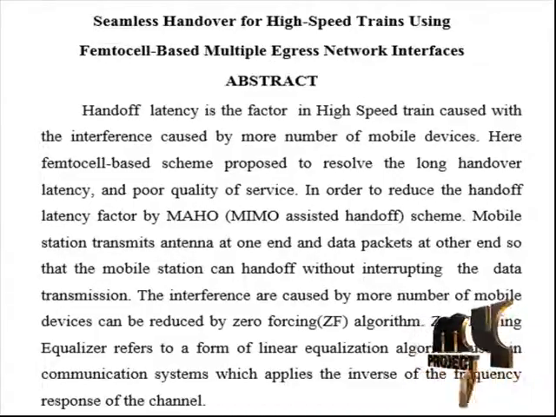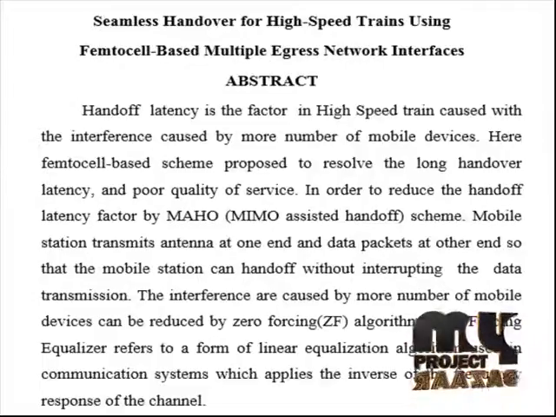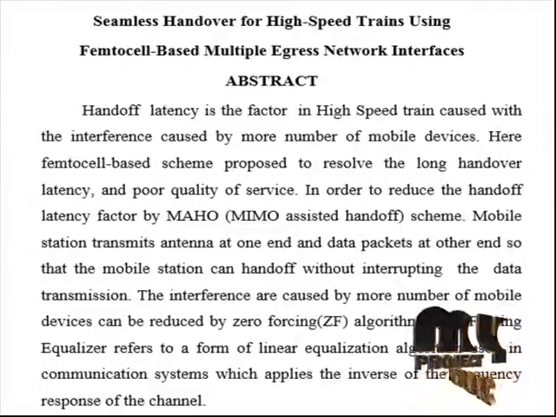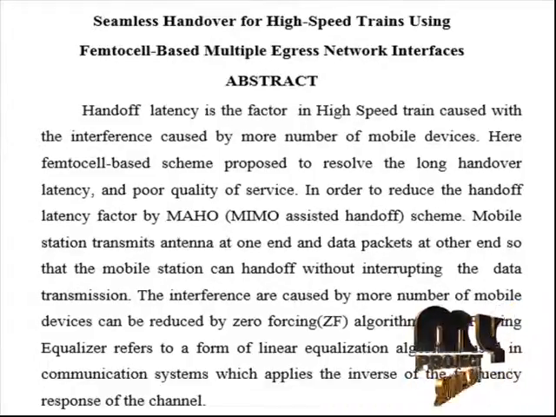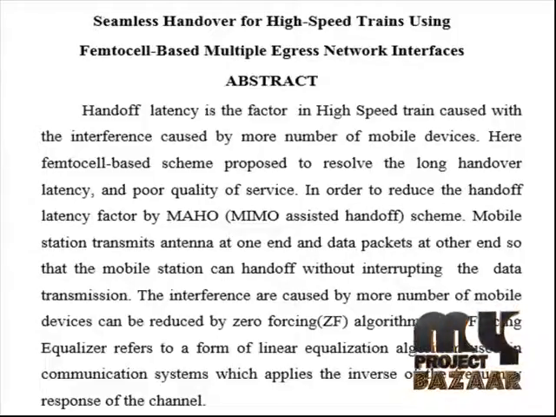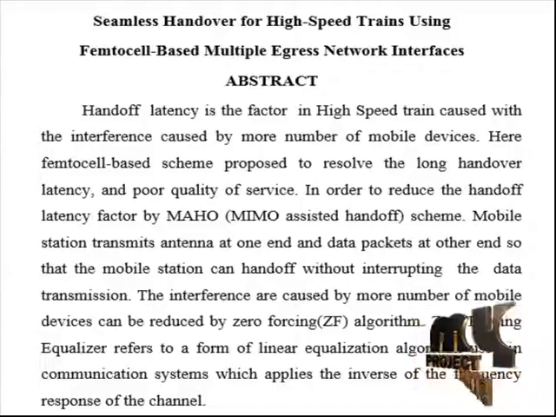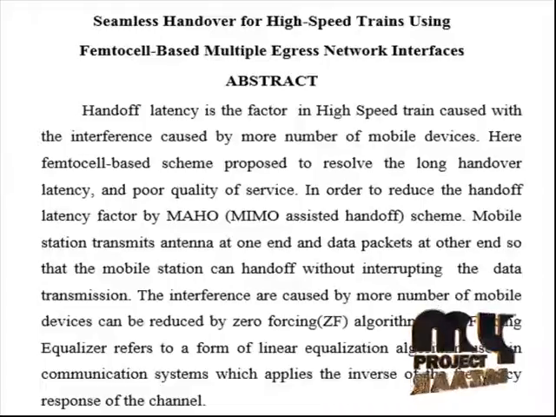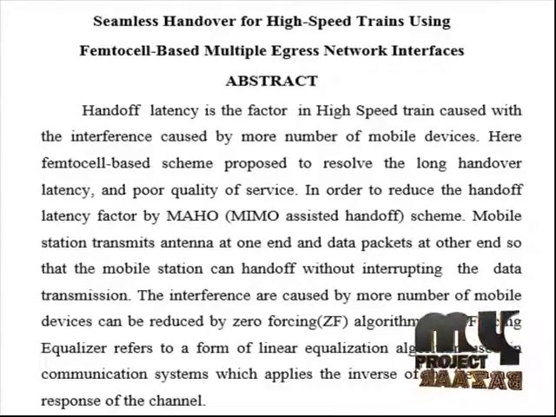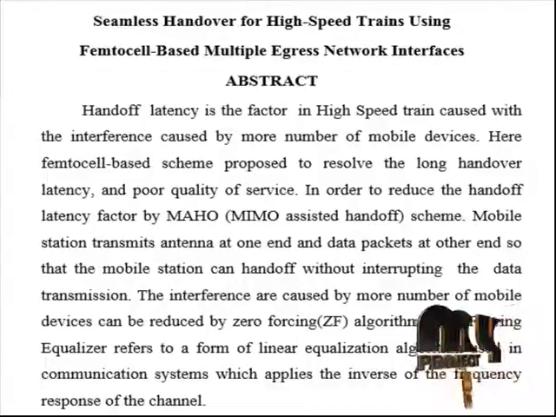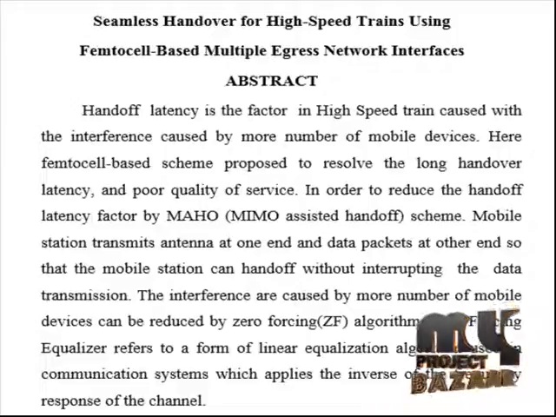Handoff latency is a major factor in high-speed trains, caused by interference from a large number of mobile devices. Here, a femtocell-based scheme is proposed to resolve the long handover latency and poor quality of service, reducing the handoff latency by MAHO, that is the MIMO assisted handoff scheme. The mobile station transmits antenna at one end and data packets at the other end, so that the mobile station can hand off without interrupting the data transmission.